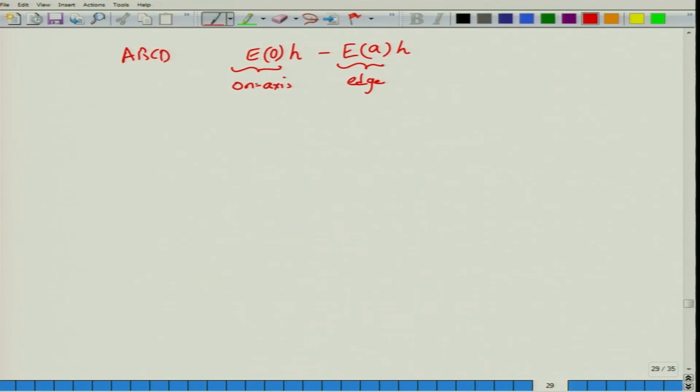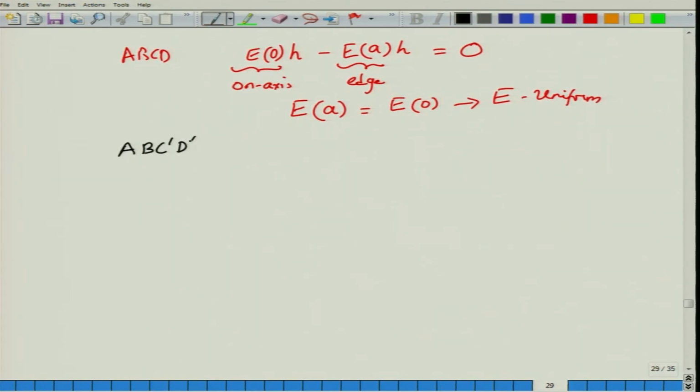So this is the on axis field, this is the edge field. The difference between these two on the path ABCD must be equal to 0, indicating that the electric field at any point, if you consider, must be exactly equal to the electric field on the axis itself. So we have a uniform electric field happening.